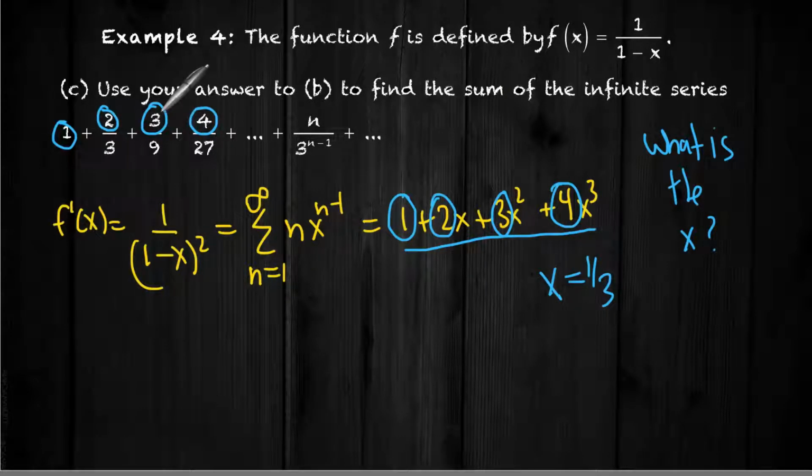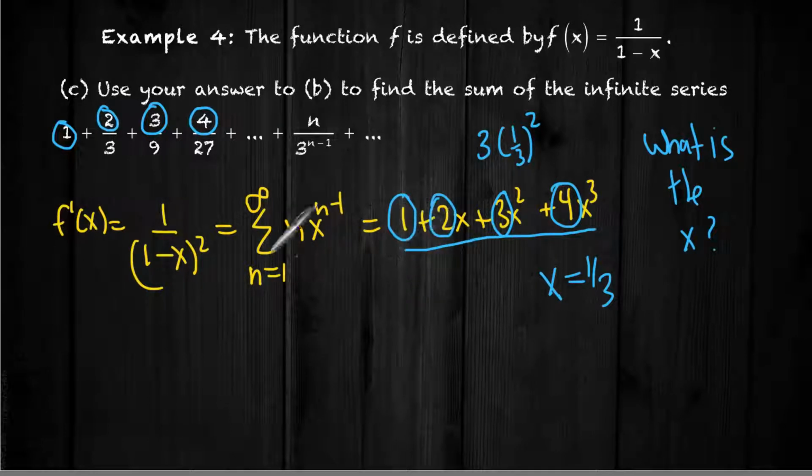Let's look at the next term, 3/9. Well, look at what we have here, 3x squared. So in order to get a 9 on the bottom, that means x must be 1/3. Let's see if we write that out: 1/3 squared, which gives us the 1/9. So we know our x is 1/3.